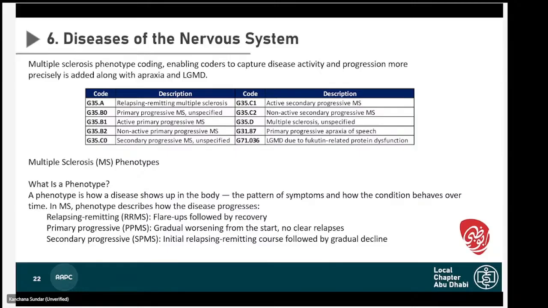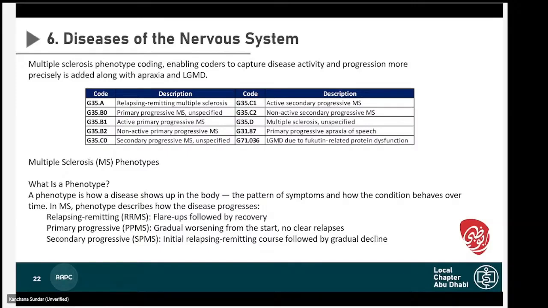So the pattern of symptoms and how the condition behaves, that is the phenotype. You can see in the table that multiple sclerosis is divided into relapsing remitting multiple sclerosis, primary progressive, and if you switch to B, active primary progressive, and the C, I mean to say G35.C0, C1, C2, that talks about the secondary progressive. Ideally, it is relapse remitting, primary progressive, and secondary progressive, active or non-active.